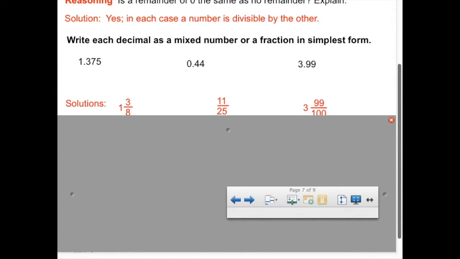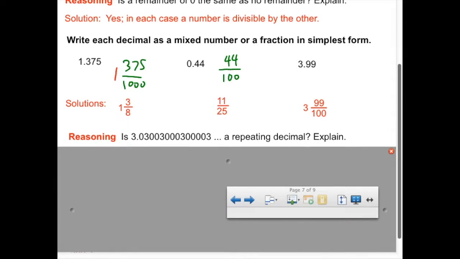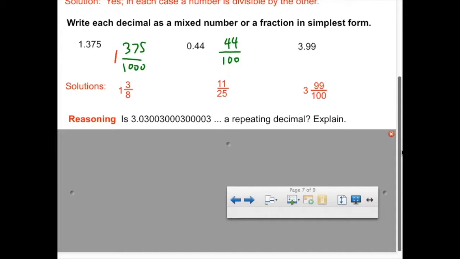This is the answer. This one was easy. That one, 375 over 1,000, simplifies to that. This is just going to be 44 over 100, which simplifies to that. And then, is this a repeating decimal? This is a trick question. You'll see this on a quiz or a test, I promise you. Is that repeating or not?